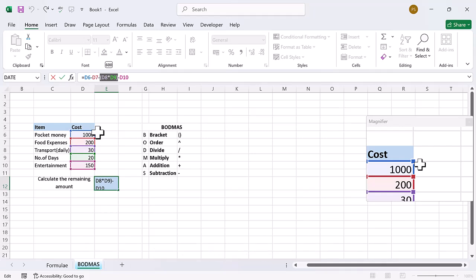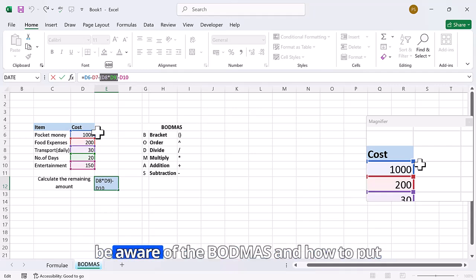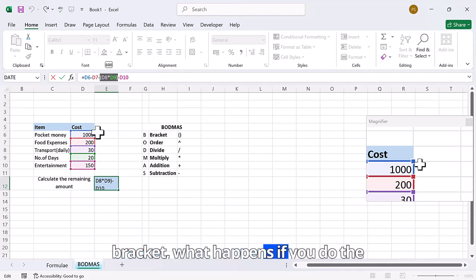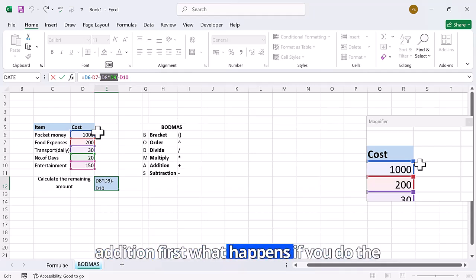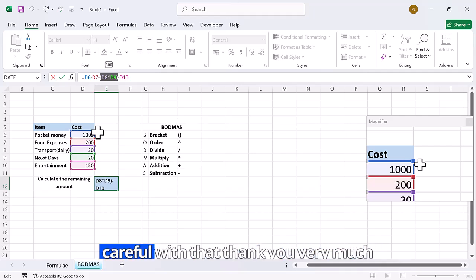And if you want to play around with the formulas, you should be aware of the BODMAS and how to put brackets. What happens if you do the addition first? What happens if you do the subtraction first? All matters. So please be careful with that.